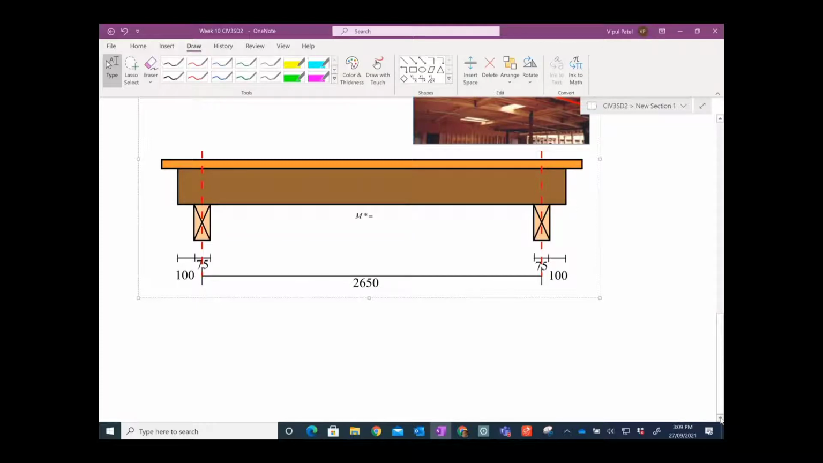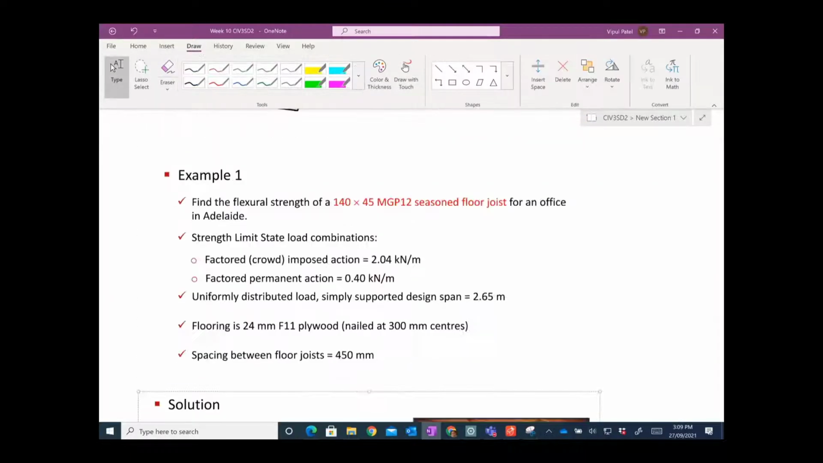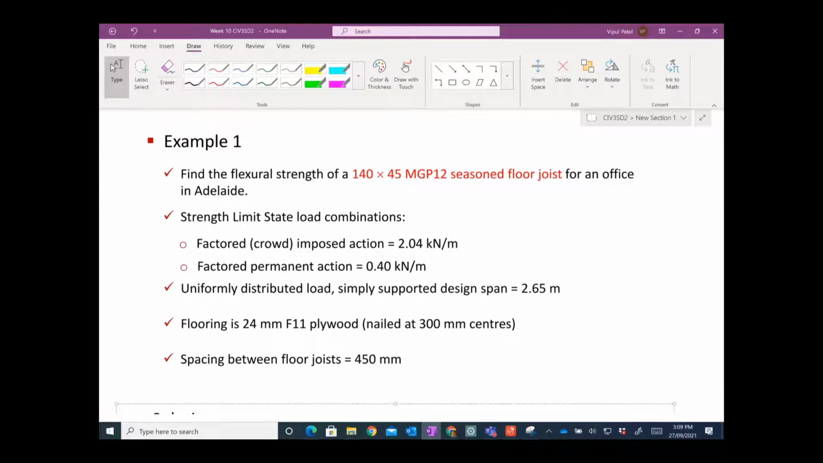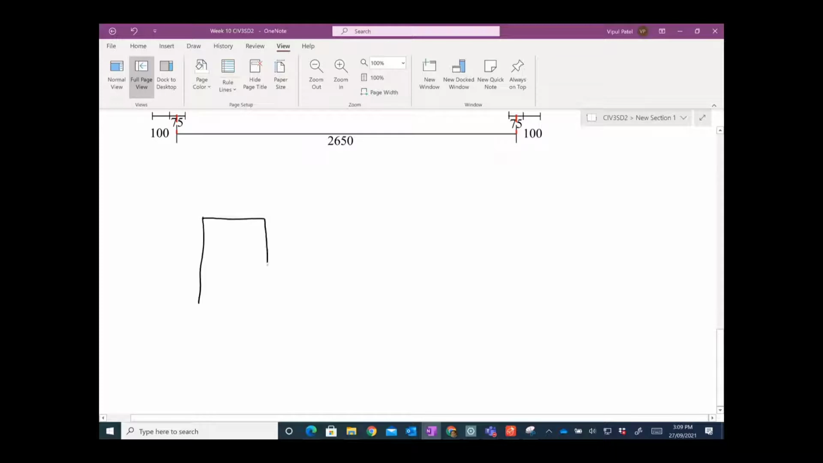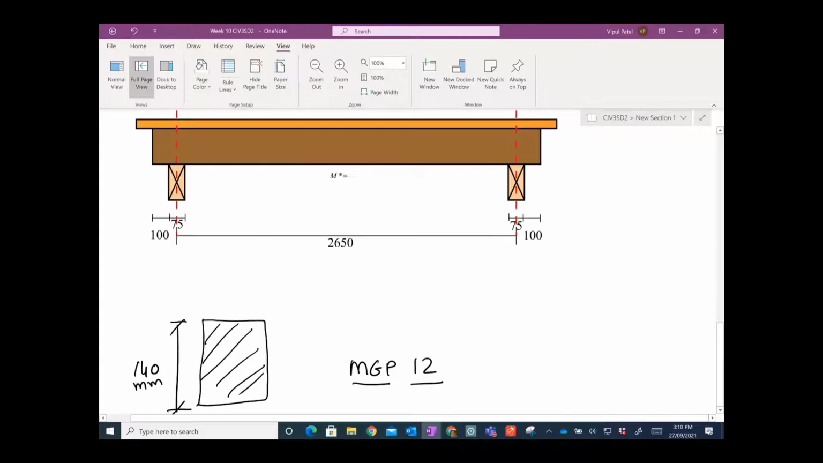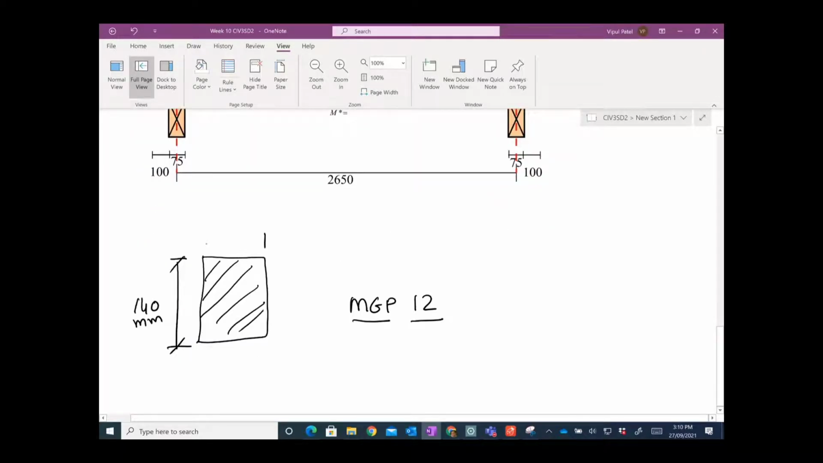All right, let's start now, and we go through it. Find the flexure strength of 140 by 45 MGP12. So we have been given a timber section, which is MGP12. By the way, MGP is the grade, and I will tell you what the 12 means. This one has a 140 millimeter depth and a 45 millimeter width. So B equals 45 millimeters and D equals 140 millimeters, that is given.